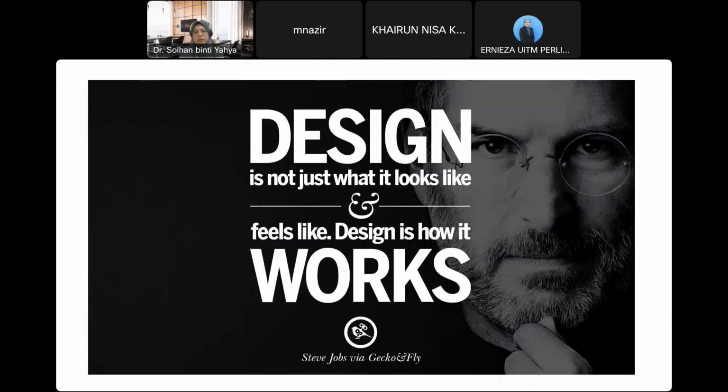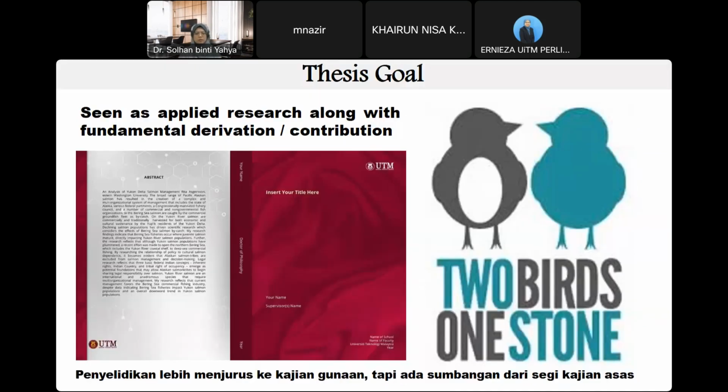So I conclude that design is not just what it looks like or feels like. Design is how it works. You build the artifact, and you need to show how it works, and then how your artifact can make a new knowledge contribution to the body of knowledge, right?